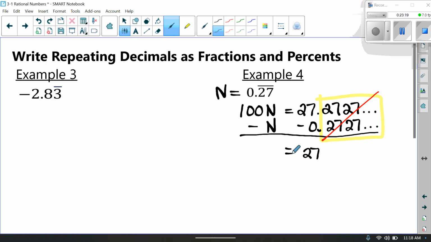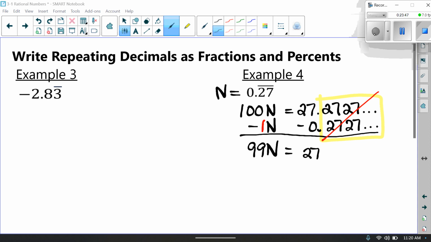And then on the other side, we have 100n minus n. What's that going to be? Don't forget, you guys, there's a 1 in front of that n. So what's 100n minus 1n? 99n. Is everybody with me? So this says 99 times n is equal to 27.